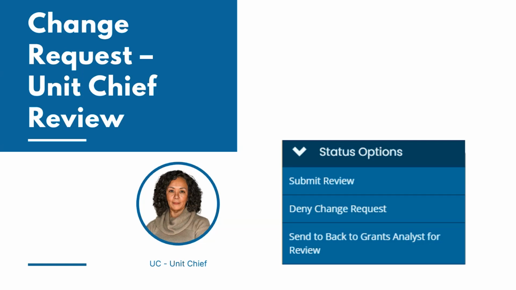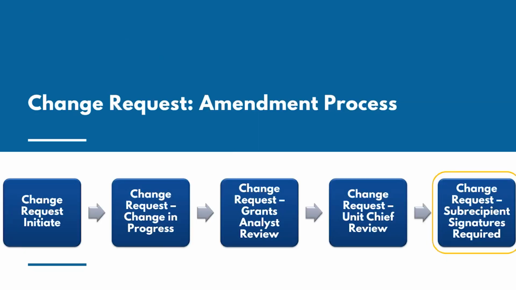And when it goes back to grants analyst for review status, the grants analyst will need to take another look at that. And if an error needs to be corrected by the subrecipient, they will send back to subrecipient for changes. And when the unit chief does review and they are able to approve the amendment changes, they will hit the submit review button. When the submit review button is selected, that means they have approved those amendment changes, and it will change the status to change request, subrecipient signatures required.